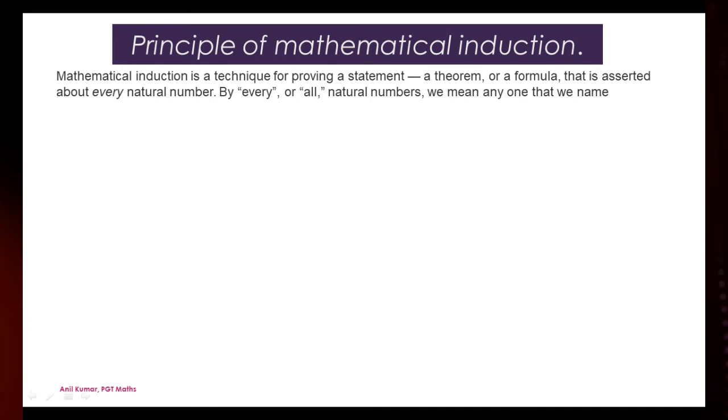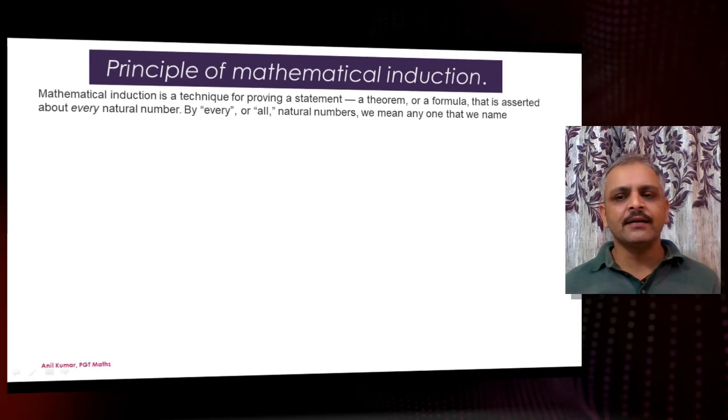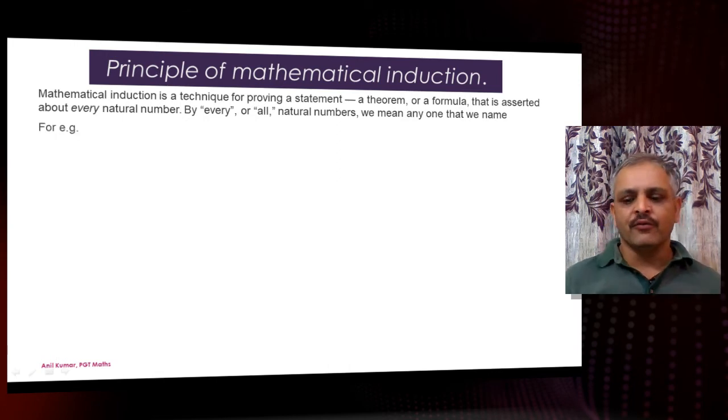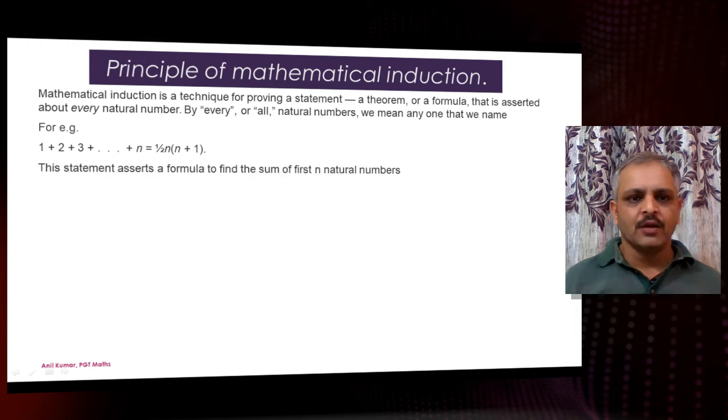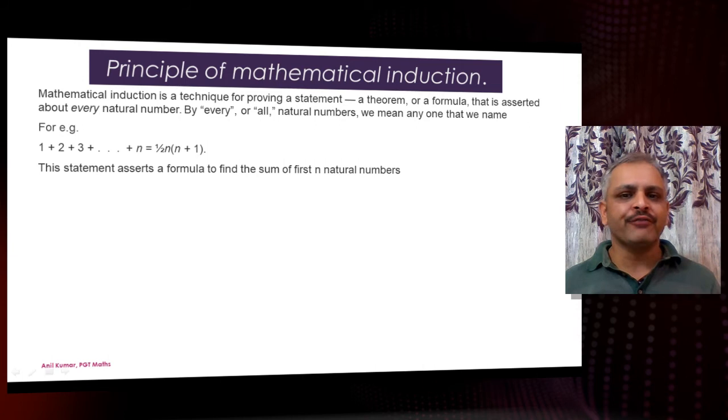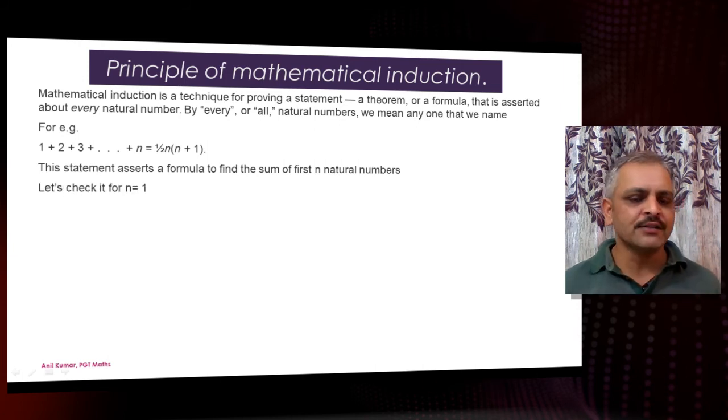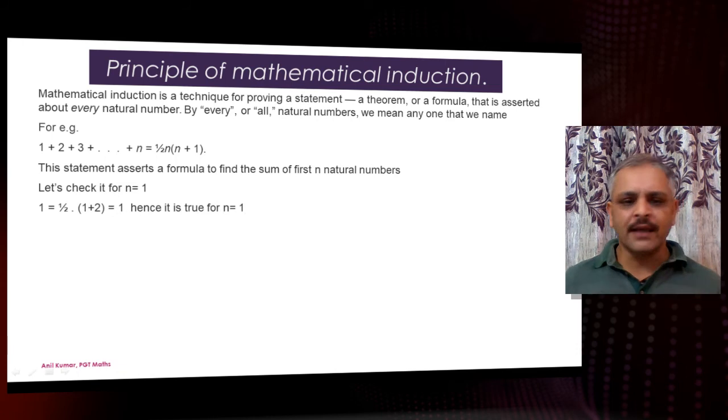For example, if I say the natural number 85, then it is true for n equal to 85. If I say 115, then that statement must be true for n equal to 115. For example, this is a statement that the sum of first n natural numbers will be n into n plus 1 by 2. The statement asserts a formula to find the sum of first n natural numbers. So let's check it for n equal to 1.